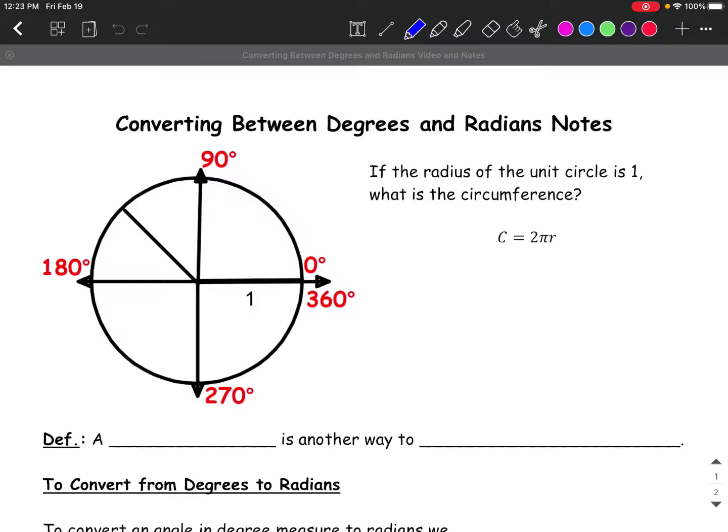Today we're going to talk about degrees and radians. Before we do that, I want to look at this unit circle. A unit circle is centered at the origin and it has a radius of 1. So over here is also 1.